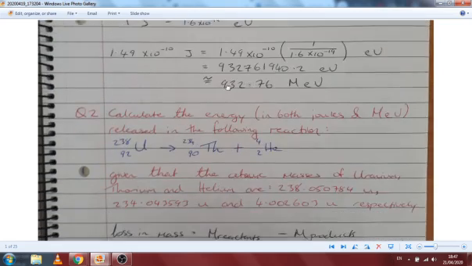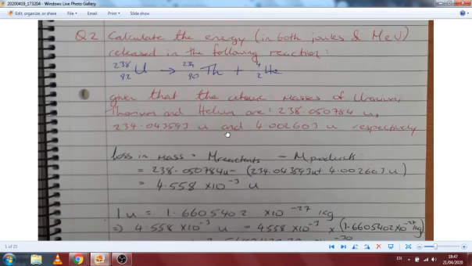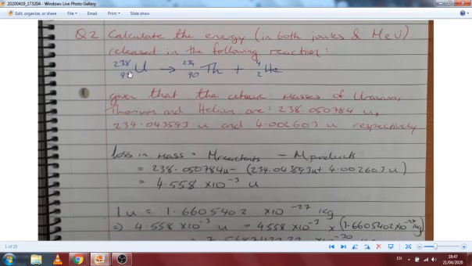Question 2 then, it says calculate the energy in both joules and mega electron volts released in the following reaction. So here we have the radioactive decay of uranium-238, which goes into thorium and helium. So given that the atomic masses of thorium and helium are this, this, and this respectively, so again, that's given in U rather than kilograms.